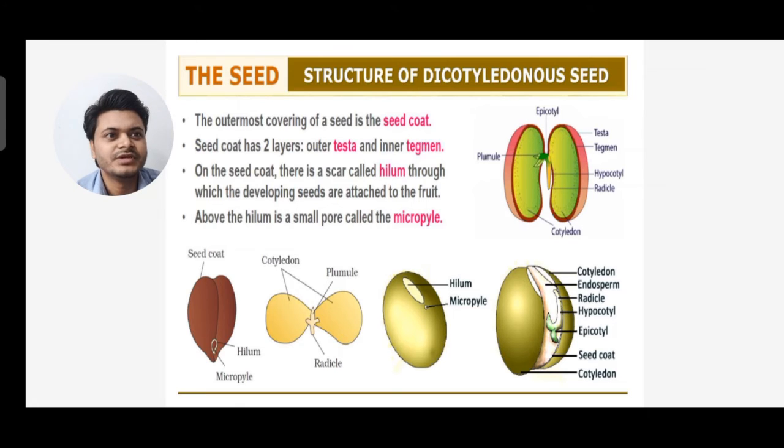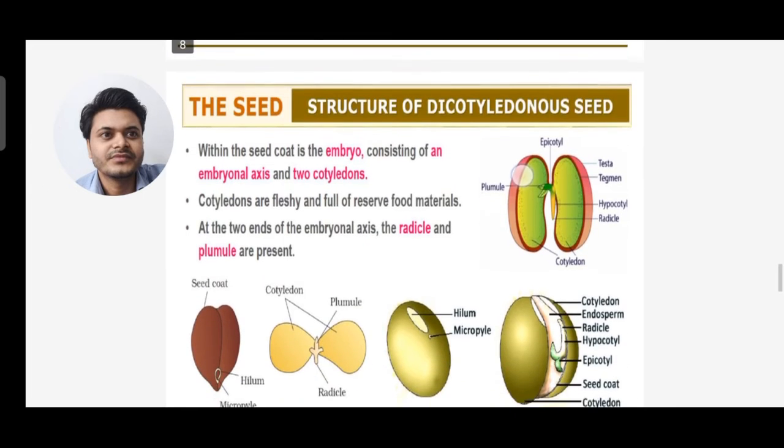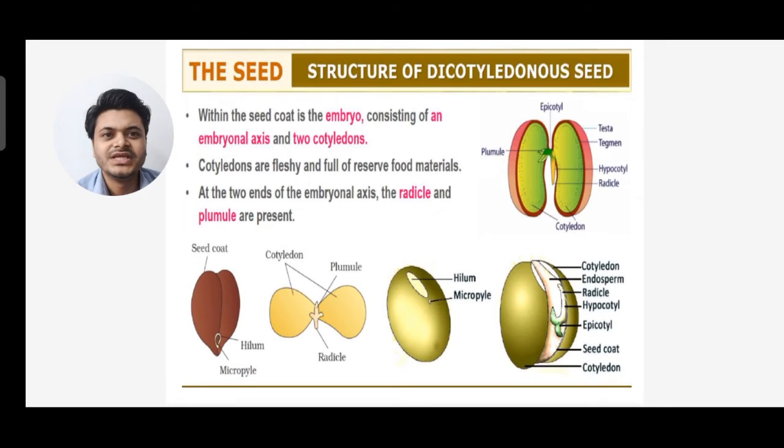You can see plumule, epicotyl, testa, tegmen, hypocotyl, radicle and cotyledon. Within the seed coat is the embryo, consisting of an embryonal axis and two cotyledons. The cotyledons are fleshy and full of reserve food material. At the two ends of the embryonal axis, the radicle and plumule are present.